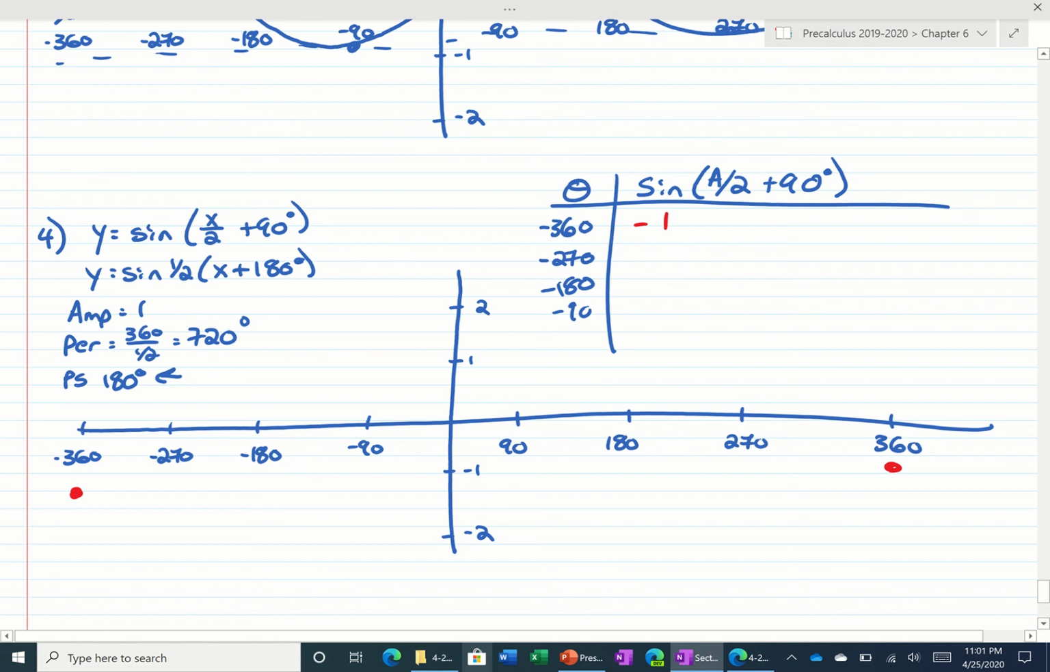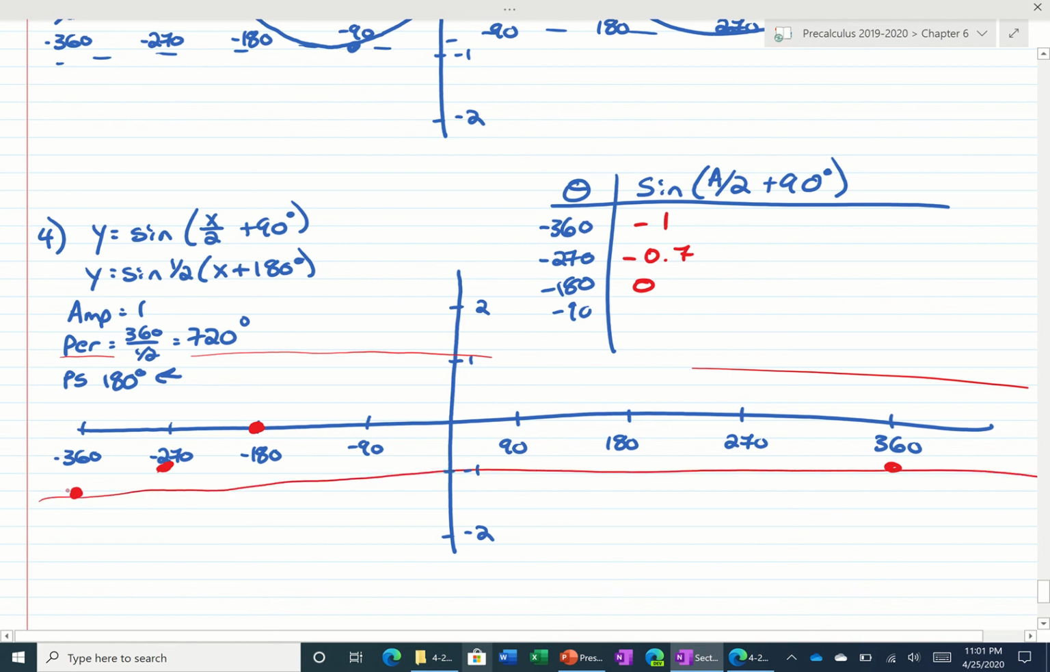Okay, negative 270, we're getting negative 0.7, negative 180, we're getting 0. Looks like the amplitude has to be 1, right? So we're going up to this line and down to this line. So we kind of see where this is going. It's curving up. It's going to be probably about 0.7 there. Just double check. That's exactly what it is. And then it's going to start coming back down. Alright, so it's like a super stretched out wave.